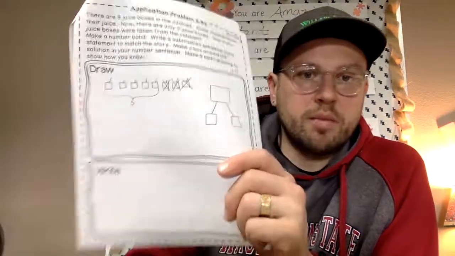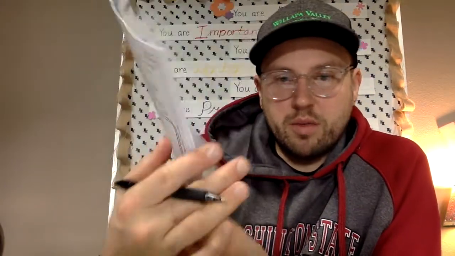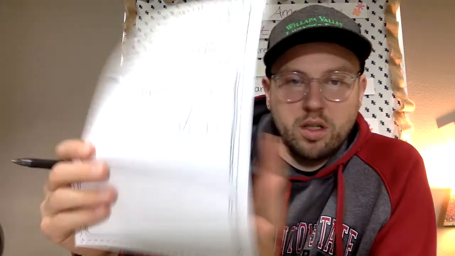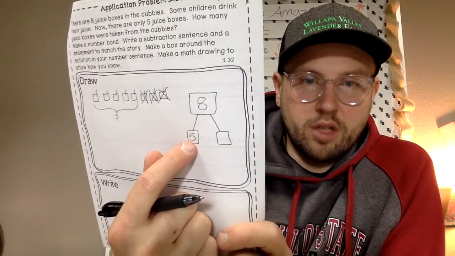Make a number bond. Okay, so here's our number bond. Draw something like this. The total from the beginning was 8, so the whole is 8. 5 of them were left over, so 3 of them, let's see, how many boxes? 3 of them were taken, okay?